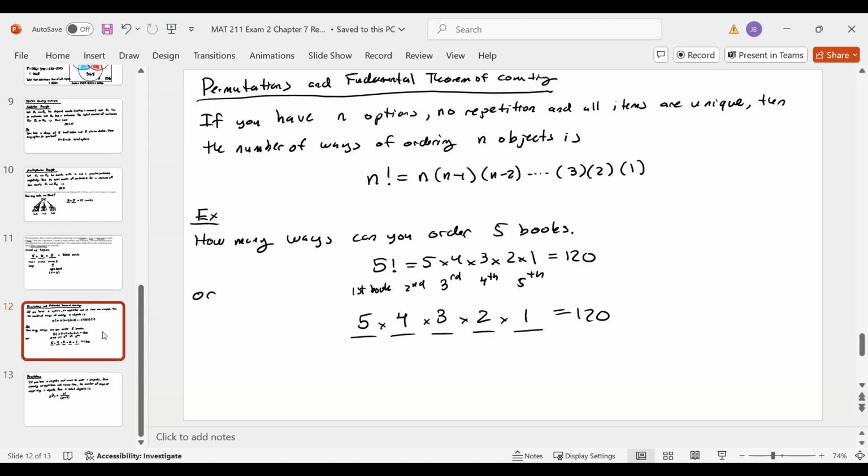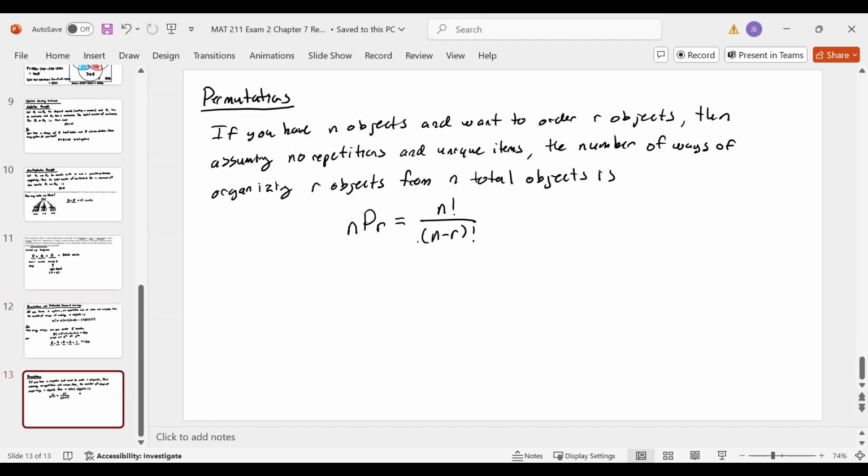Okay, so when you do the factorial, you have to do all of them. So if I want to order 5 books, then I have to use all 5 books, right? But what if I only want to order some of the books, right? So I don't need the third option, the second option, or the first option. So that's what the n minus r factorial does, right? So essentially, here's an example. How many ways can you order 4 books from 10?